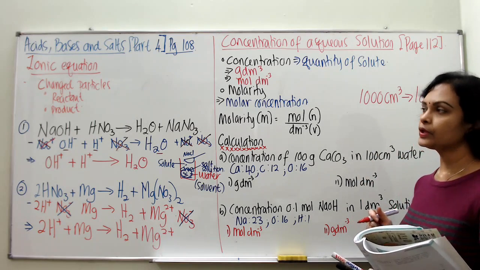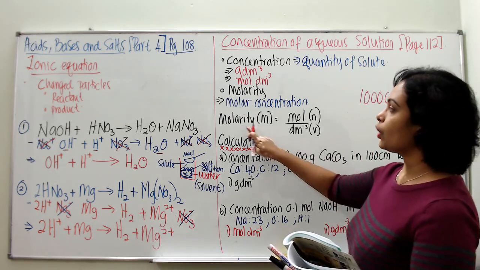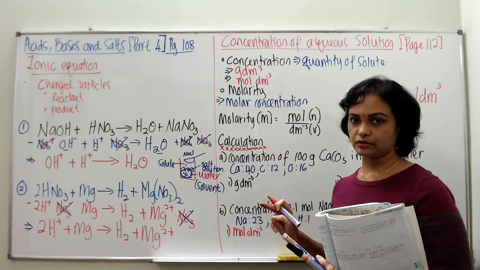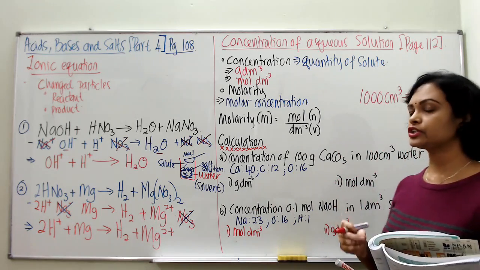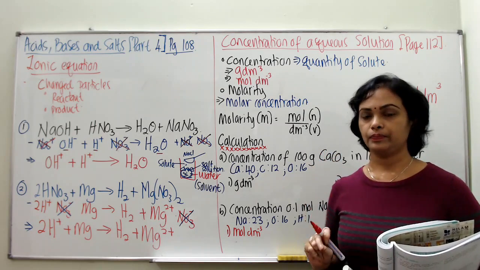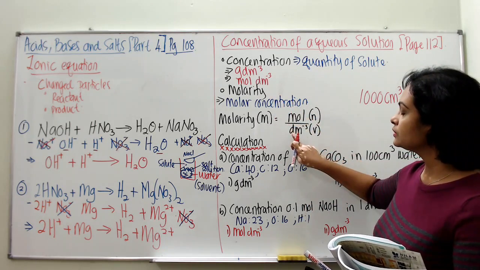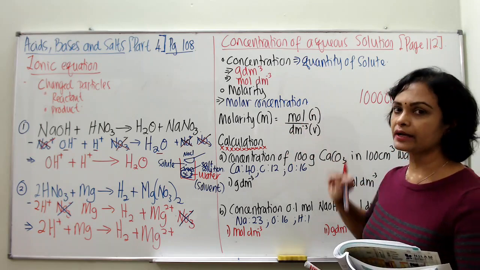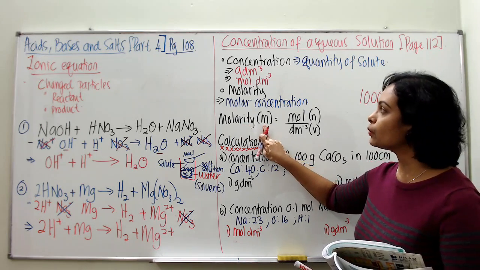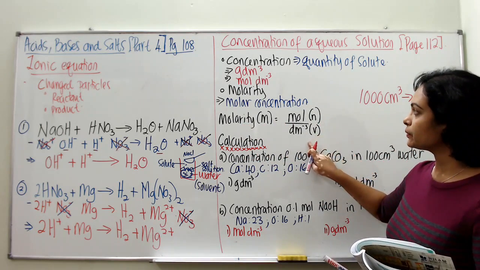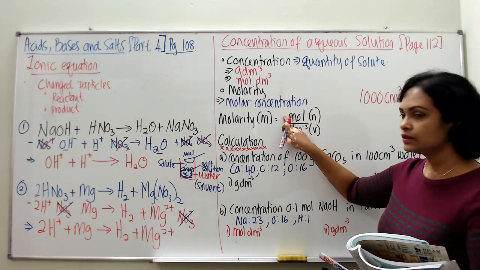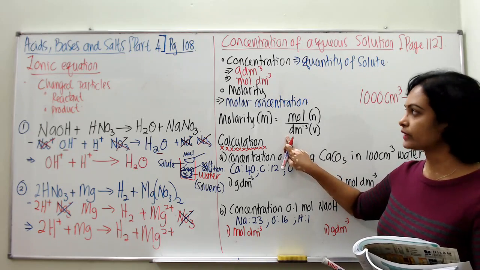Alright, now let's go to the meaning of molarity. Molarity is actually the molar concentration. From the word you can know that it will definitely involve mole. So molar concentration is molarity. How would you find molarity? Molarity is equivalent to mole per dm cube, which is basically this unit. Okay, so that is actually how you find molarity.